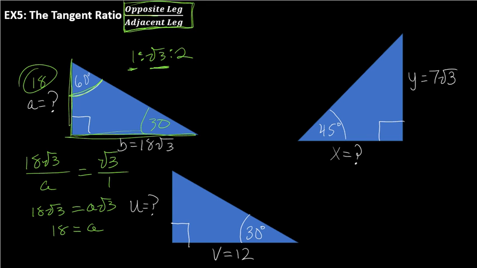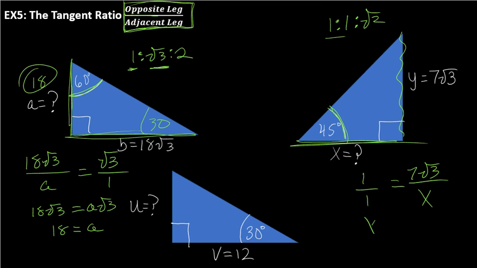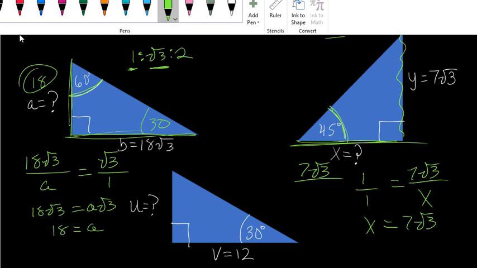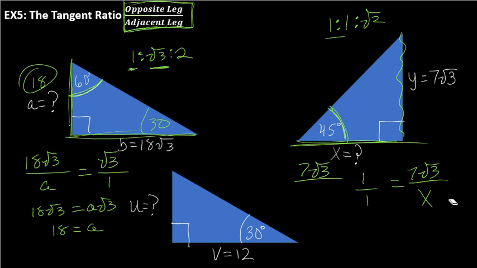Same thing over here. We're given a 45-degree angle. And this is obviously a 1-to-1. Okay, and our leg-to-leg ratio is right there, 1-to-1. So 1 is to 1, as 7 square root of 3 is to our missing x, right? Because we're doing opposite over adjacent. Cross multiply, x equals 7 square root of 3, and that should have been pretty obvious because, you know, this is a 1-to-1. Okay, so let me erase here and give myself some room.